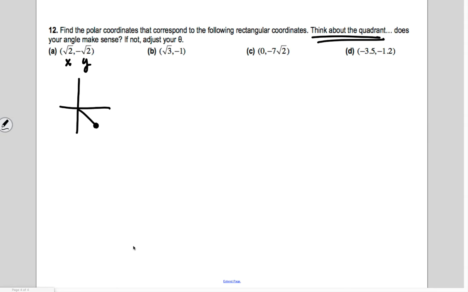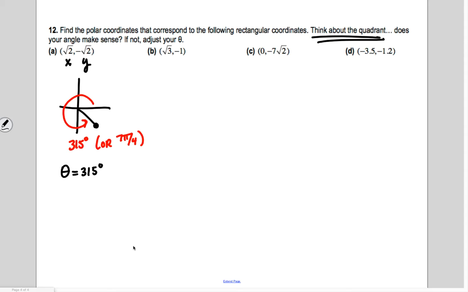So if I was asking for degrees or radians, it doesn't matter. If I asked for the degrees, it'd be 315 degrees, right? If I asked for radians, it would be 7 pi over 4. Doesn't matter which one. I don't care. Usually I have you guys use degrees because it's easier for you to visualize. So that's going to be our theta. Our theta is 315 degrees.